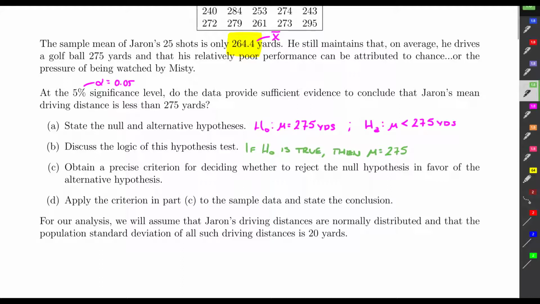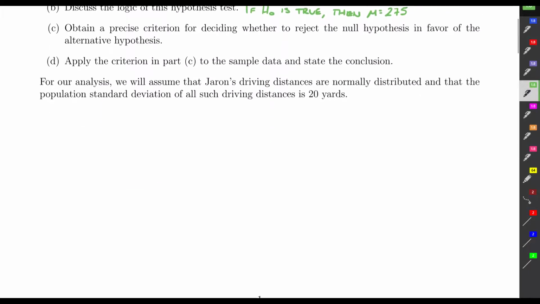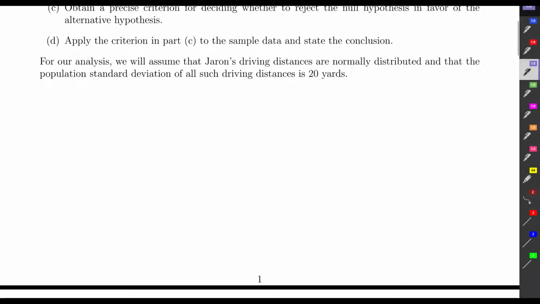For example, we may not accept a sample mean of 212 yards as being appropriate enough to indicate that his average drive is 275 yards. However, we might be able to accept a sample mean of, say, 269 yards as close enough for us to say, yes, that's true. And the way we determine that is through the use of z-scores. And that's for part C. We've done this in the past, so this should be nothing new as far as calculations go.